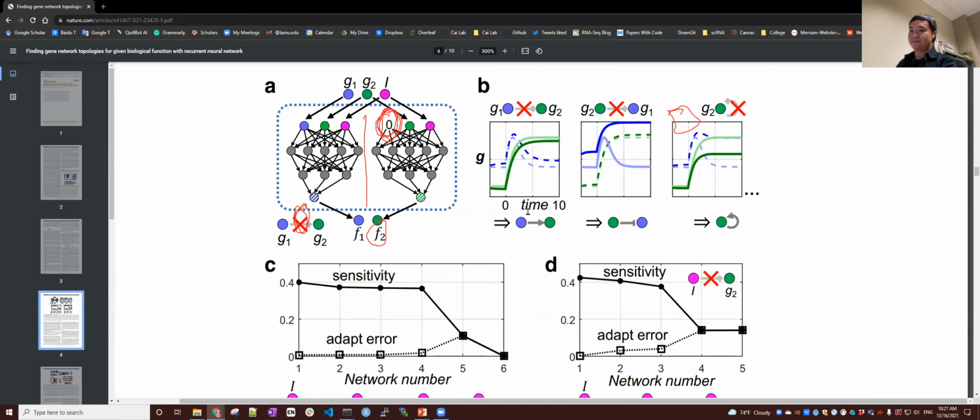So that's basically all the idea, and they have some details, but time is limited. Do you have any questions with respect to this? Yeah, go ahead.